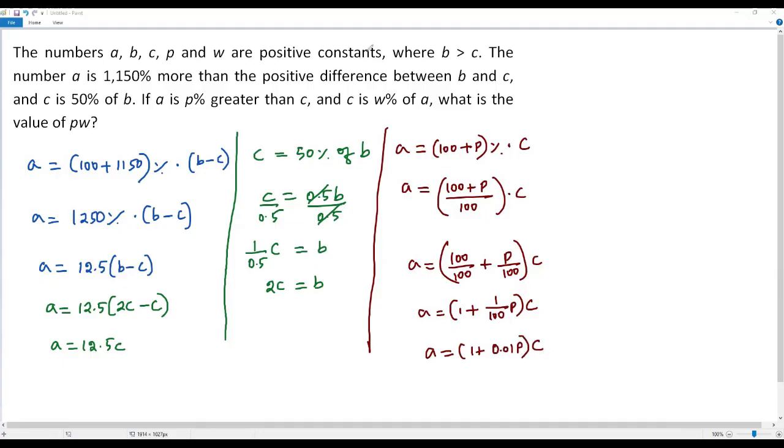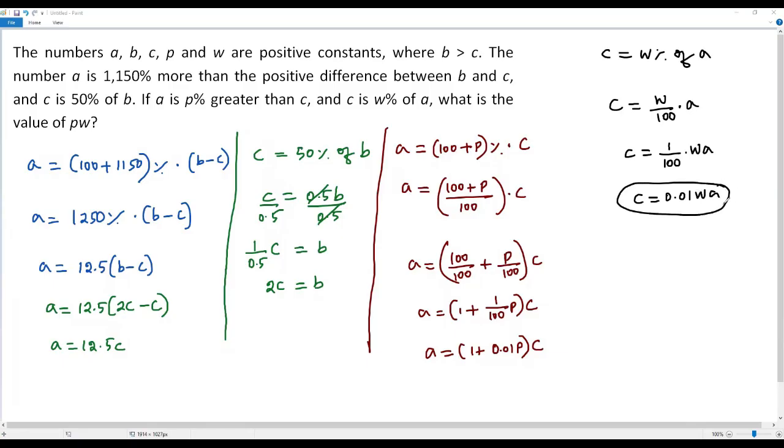Okay, now we can consider the other information over here, that is C is W percentage of A. Let me write it over here. C is equal to W percentage of A. C is equal to, we can write this W percentage as a fraction, that is W over 100. And for of we can consider multiplication, that is times A. C is equal to, we can write this W over 100 as 1 over 100 times W times A. And the value of this 1 over 100 is 0.01 times WA.